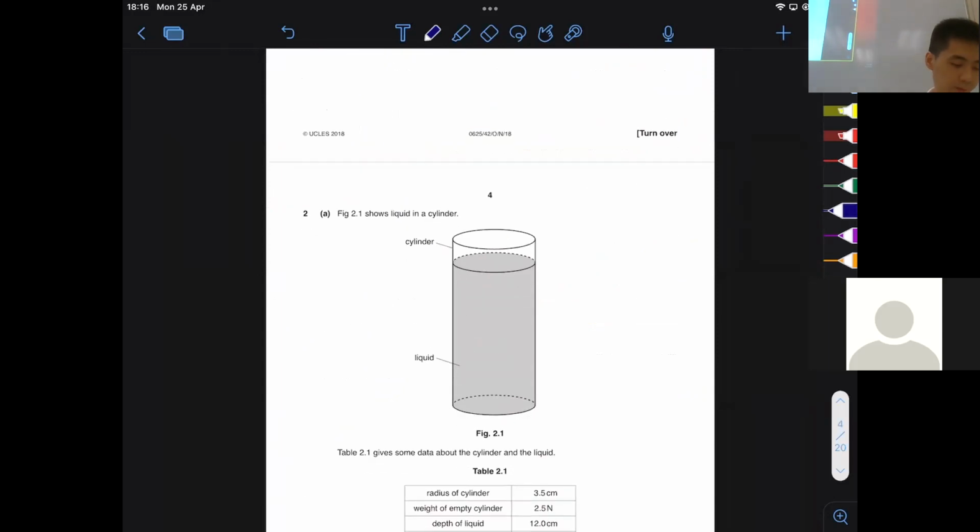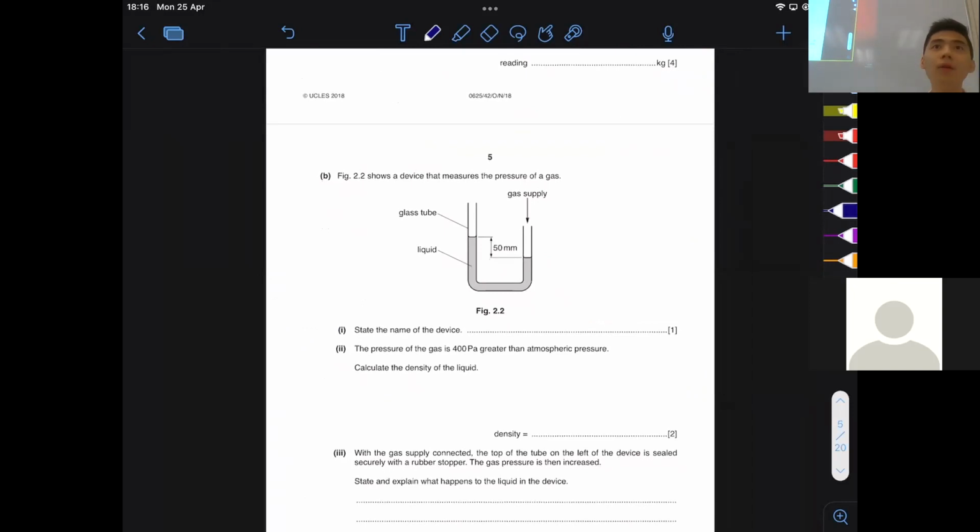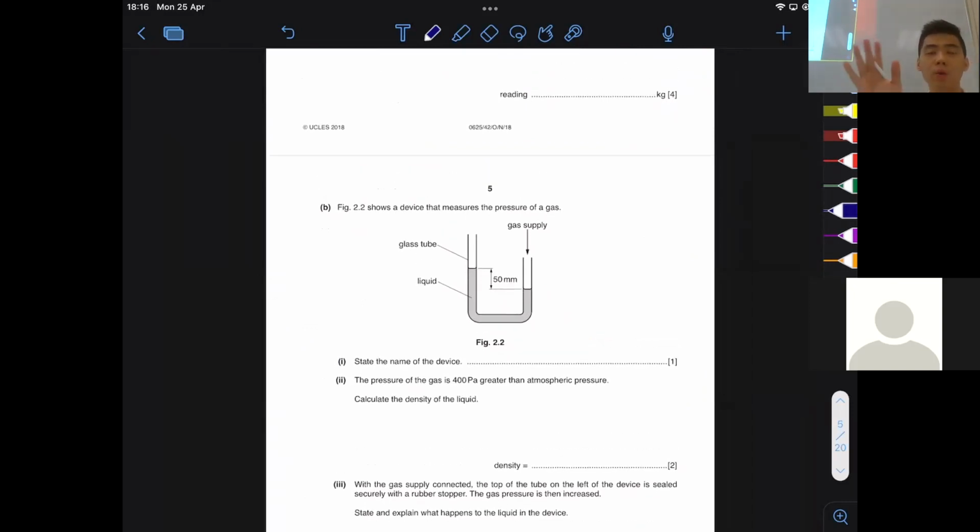Question 1 done. Question 2 okay, everyone? Anyone wants to request for question 2, especially those who are online? Anyone want to request for question 2?